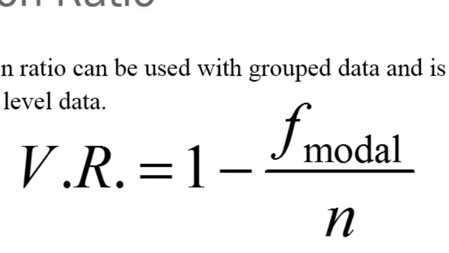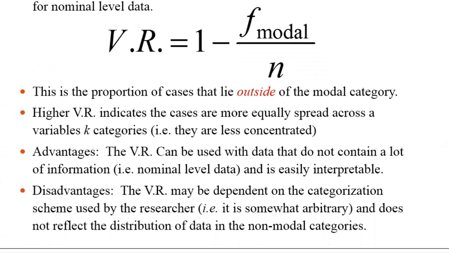And for this measure, and all of our measures, we have to think about what it means to have a large value or a small value. In this case, higher values of the variation ratio means that the cases are more spread out across the different categories you have. That is to say, there's more diversity, more heterogeneity. Similarly, small values of the variation ratio imply homogeneity or very little diversity.